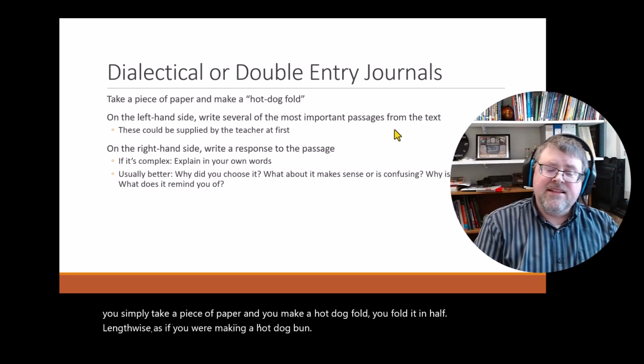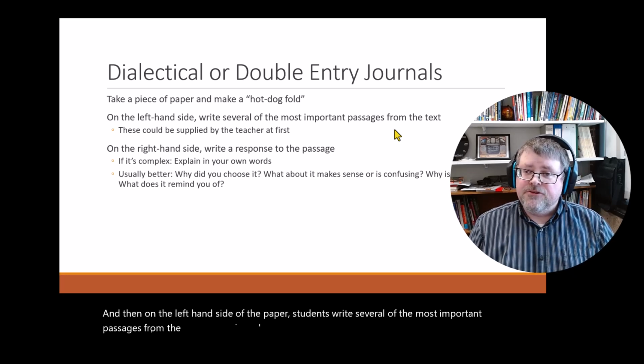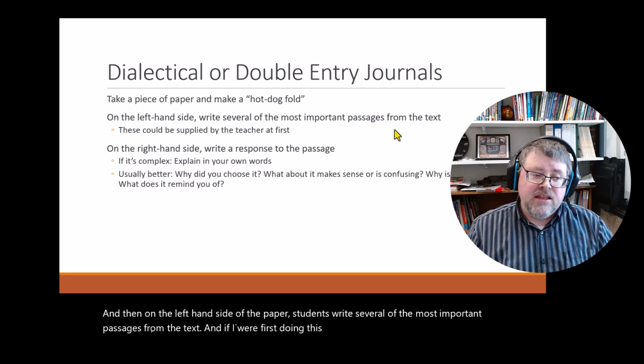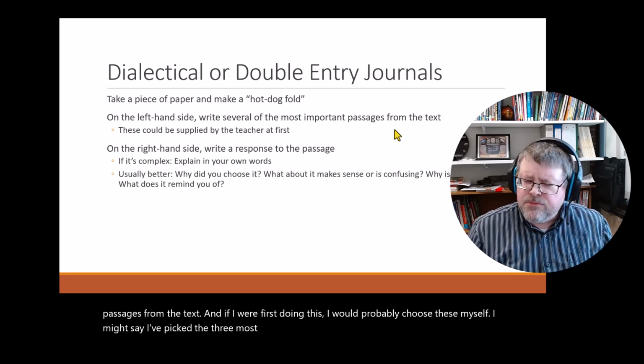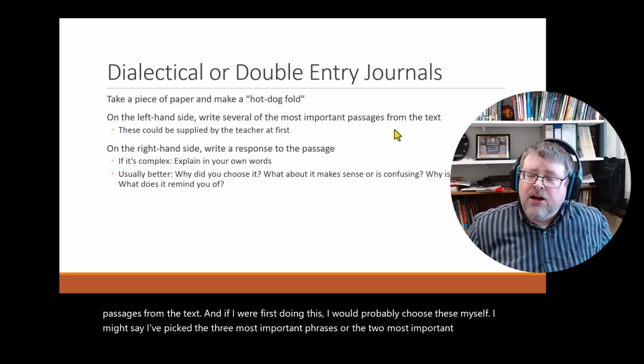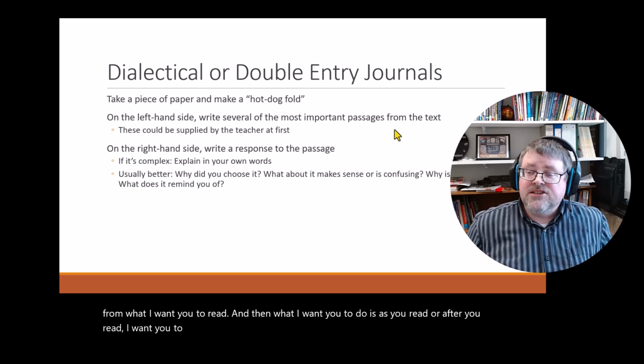And then on the left-hand side of the paper, students write several of the most important passages from the text. And if I were first doing this, I would probably choose these myself. I might say, I have picked the 3 most important phrases or the 2 most important passages from what I want you to read. And then what I want you to do is, as you read or after you read, I want you to respond to each of those passages.